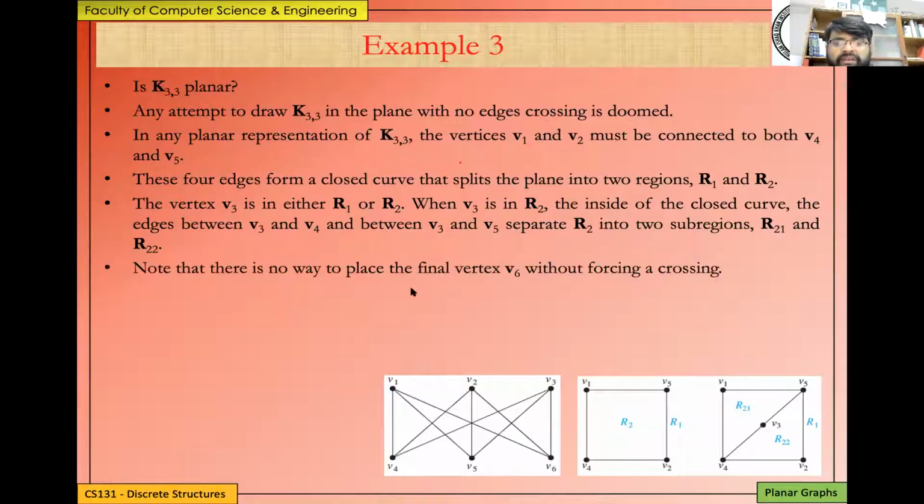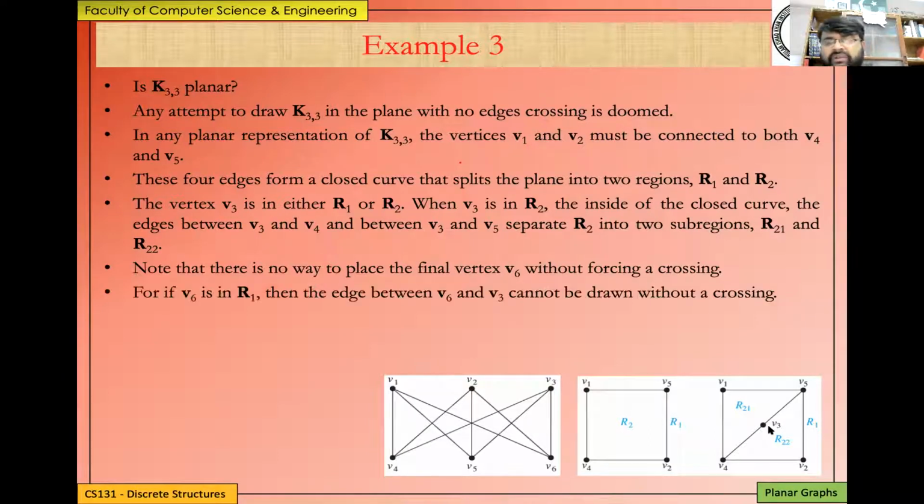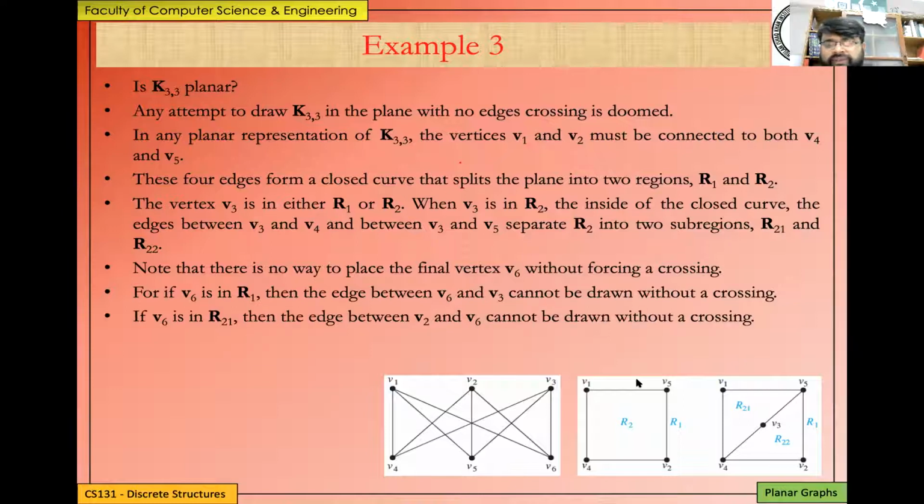Note that there is no way to place the final vertex V6. The final vertex V6 is the problematic one, because wherever you place it, it fails. With K23, it works fine, like this. However, in K33, the third vertex V6 cannot be connected to the other 3 vertices without a line crossing. So for example, if you put V6 in R1, then the edge between V6 and V3, the one inside, cannot be drawn without a crossing.